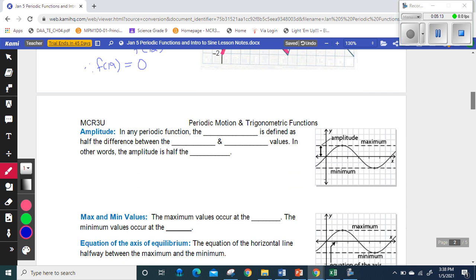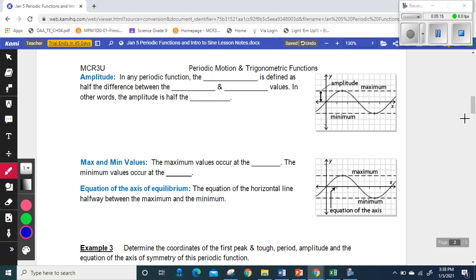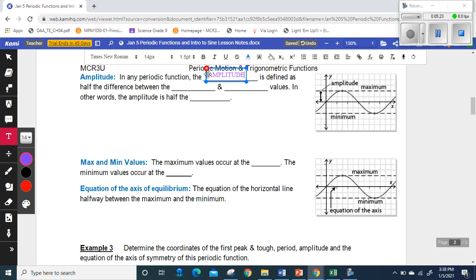We have some more important vocabulary to worry about. Amplitude. In any periodic function, the amplitude is defined as half the difference between the maximum and minimum values. In other words, it's half the total height.